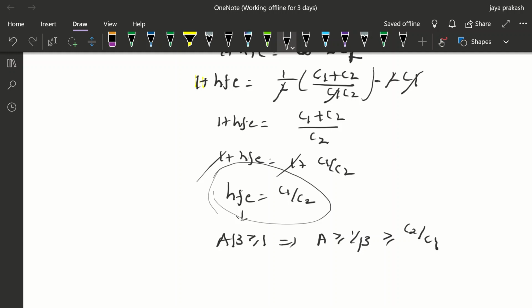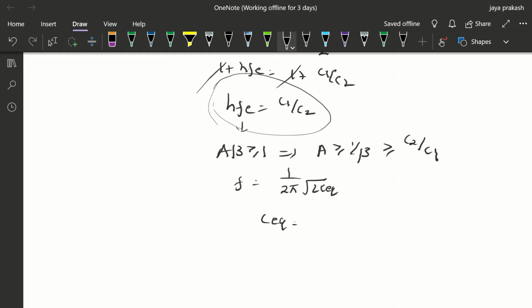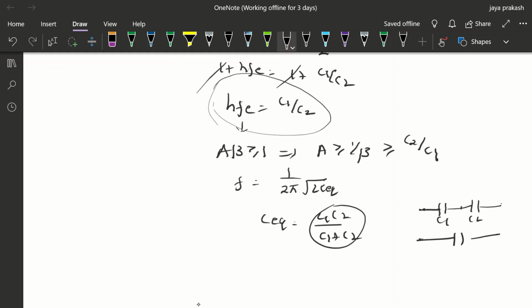This is the condition to get sustained oscillation, and the frequency of oscillation in the Colpitts oscillator is f equal to 1 by 2 pi root over L C equivalent, where C equivalent means C1 C2 by C1 plus C2, meaning C1 is in series with C2. C1 and C2 are replaced by one capacitance C equivalent. Okay, so with this the Colpitts oscillator is completed. In the next lesson we will discuss the Hartley oscillator, and thank you.